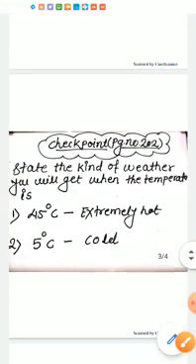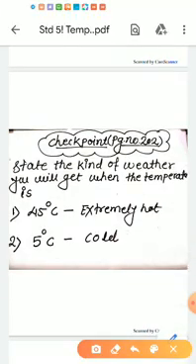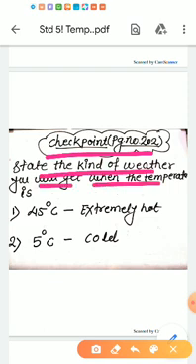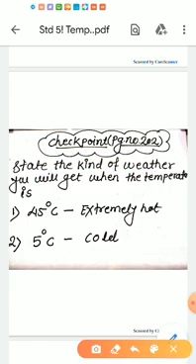Based on this table, we have a checkpoint in the textbook on page number 202. State the kind of weather you will get when the temperature is. In this checkpoint, some temperature conditions are given to you and you are asked to write down the state of weather. See the first one. The temperature is 45 degrees Celsius. Then what will be the state of weather at 45 degrees Celsius?